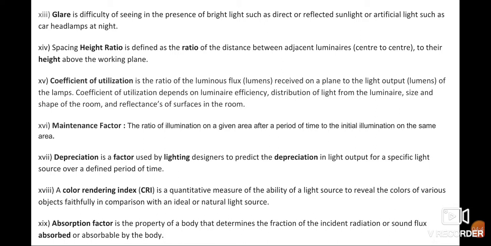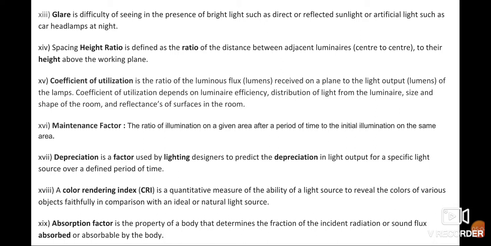What is spacing height ratio? Spacing height ratio is defined as the ratio of the distance between adjacent luminaires center to their height above the working plane.